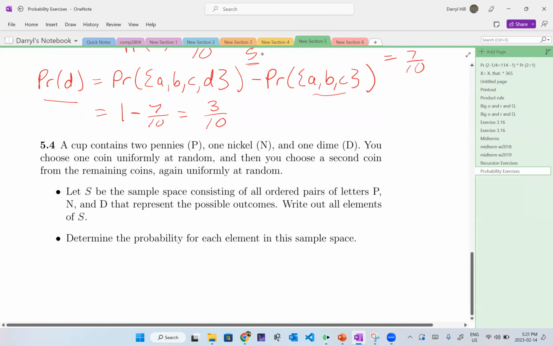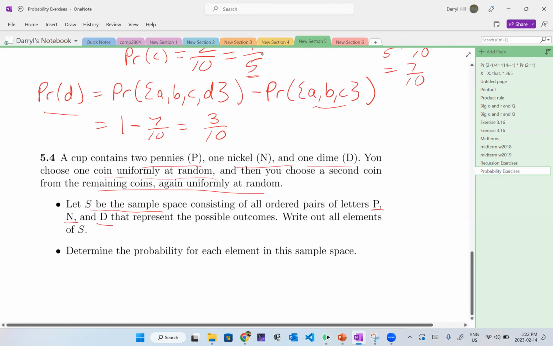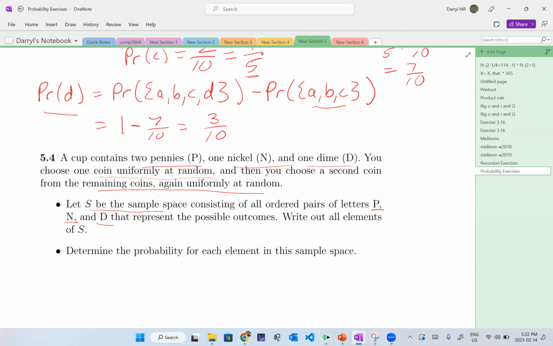We can talk briefly about this one, but I don't think we'll walk through it. So if we have 2 pennies, a nickel, and a dime, so I have 4 coins, and I choose 1 coin uniformly at random, and then choose a second coin from the remaining coins, again uniformly at random. And then I define a sample space. I'm picking out 2 coins that are ordered pairs of pennies, nickels, and dimes. And then I could determine the probability. Of course, now I'm taking it from a fixed set, right? So once I take 1 coin, the probability of the first one would be 1 out of 4. So I have 4 coins, I'm choosing 1 at random. And then the probability of the second coin would be 1 out of 3. So there's a slight variation there.